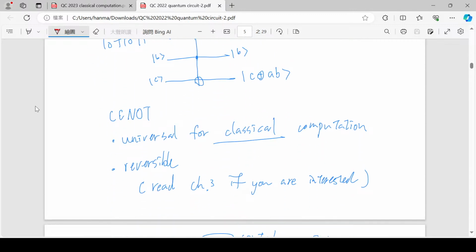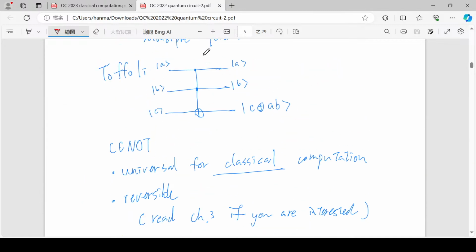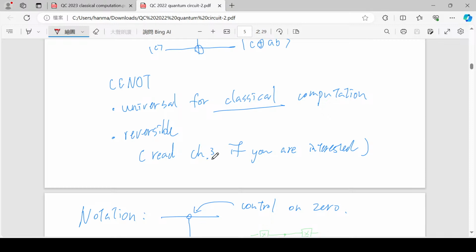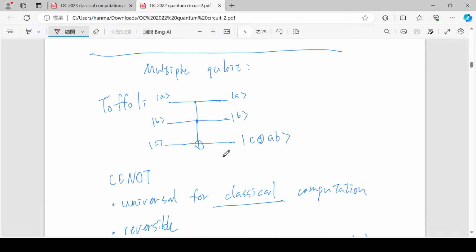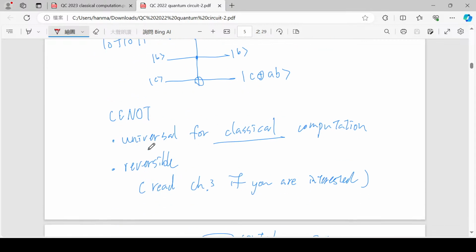So why do people like the Toffoli gate? It's actually because from classical computation theory, you can prove that this Toffoli gate, or CCNOT, is universal for classical computation. Just like the NAND gate, if you only have the Toffoli gate, then you can do every classical computation. But it's also reversible, as we see here, and is a quantum gate.